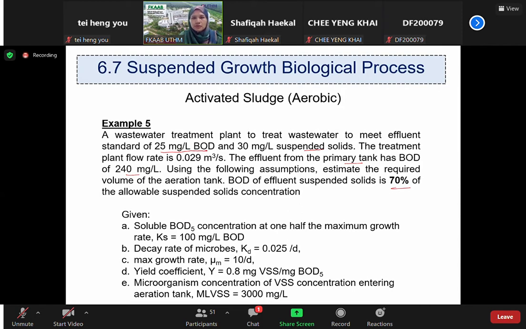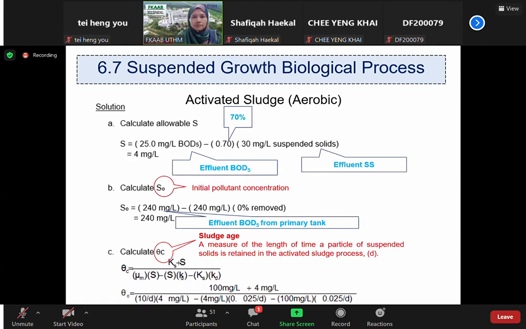Dah campur lah our organic matter with water. Dah jadi mixed liquid, volatile suspended solid. Kita ada organic matter dan juga ada, we also have the suspended solid. Okay, first we can calculate how much is the allowable S, based on the BOD 5. Required 25 tadi kan, the aim 25 mg per liter BOD. Jadi kita nak remove treatment dia 75%. So allowable S note is 4 mg per liter.